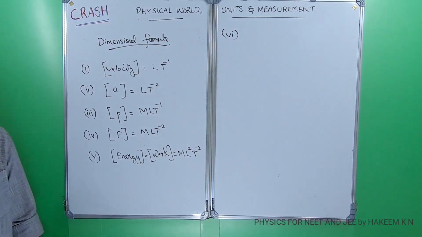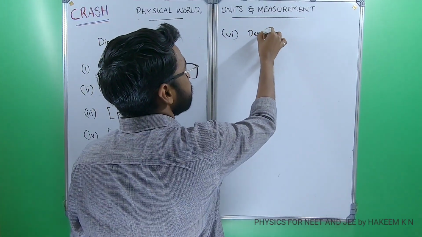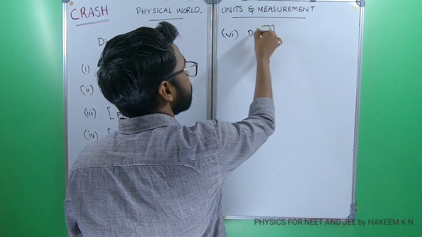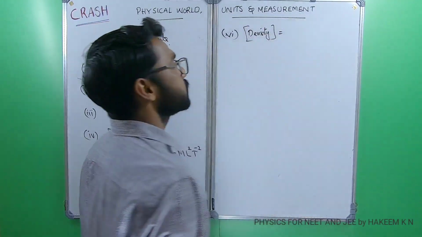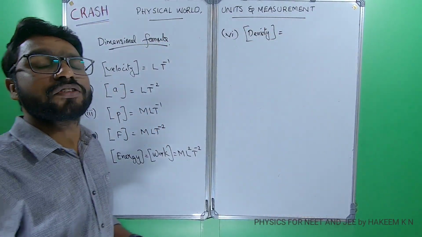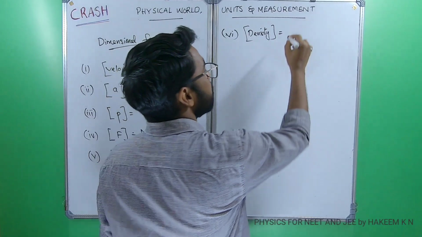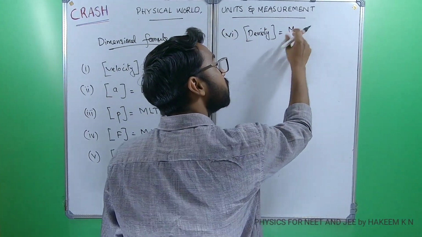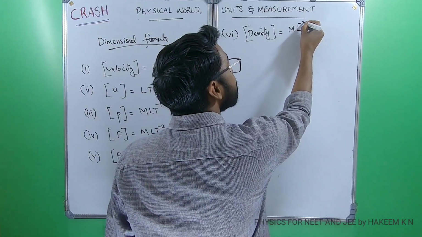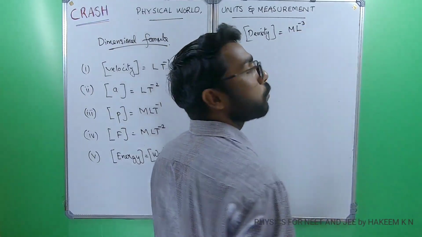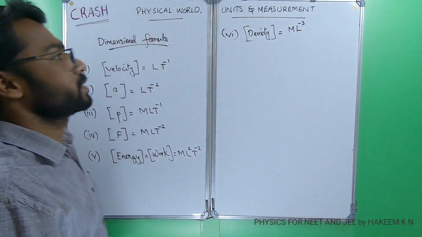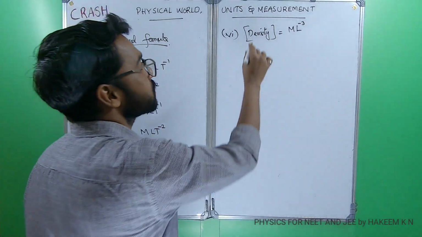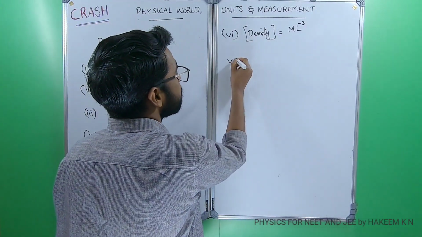And the sixth one, the dimensional formula of density. Density has the equation mass by volume. Mass dimensional formula is M, volume is L cube. It will come in the denominator, but while writing it in the numerator it will be L power minus 3. ML power minus 3 is the dimensional formula of density.